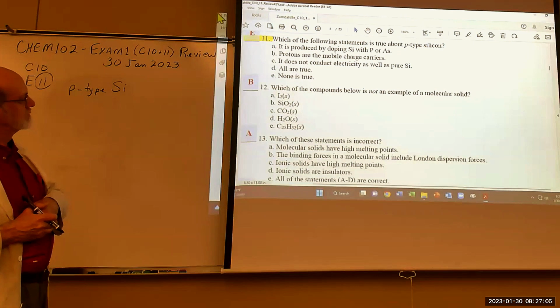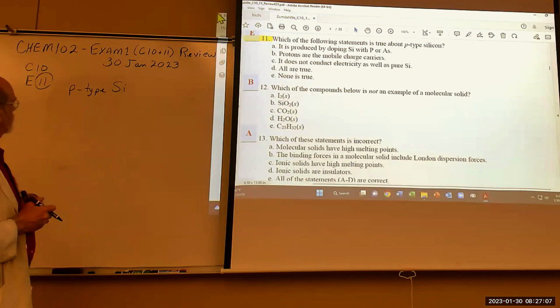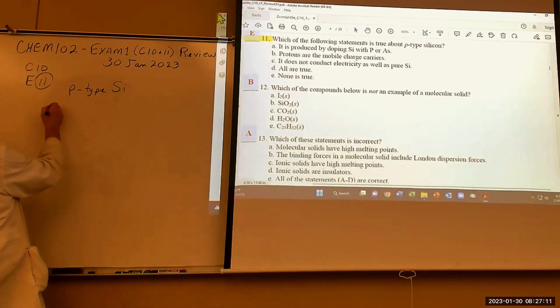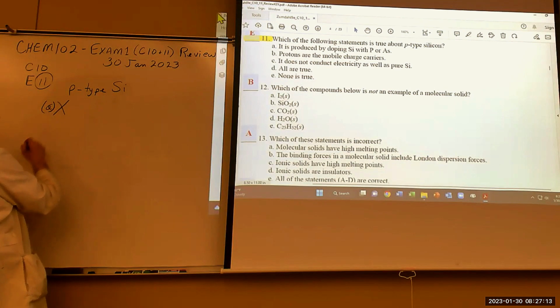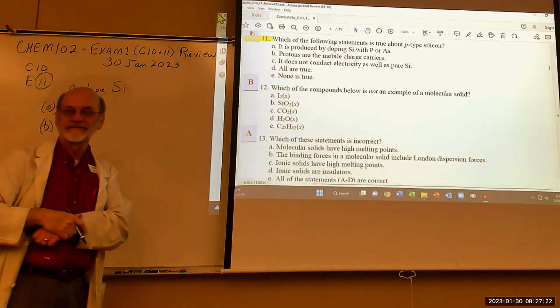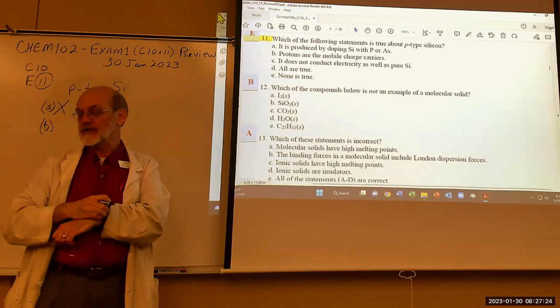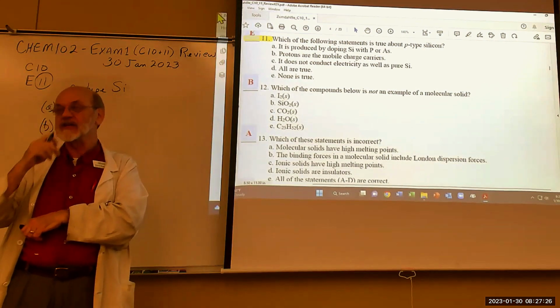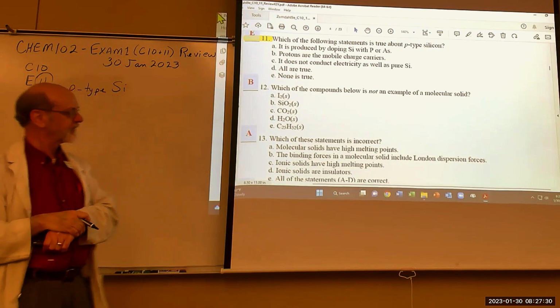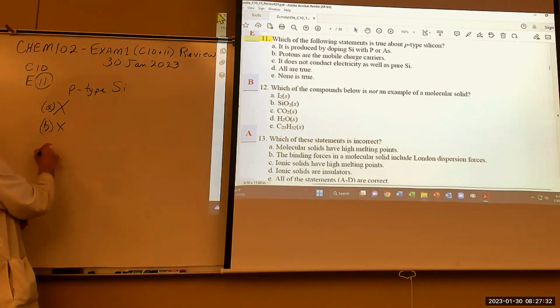A is not true. Phosphorus and arsenic are to the right. Right. So A is false. How about B? Protons are the mobile charge carriers. Can protons move? No, they're stuck with the atom. Right? The nucleus stays put. The only thing that can move is electrons. All right, so this was false.